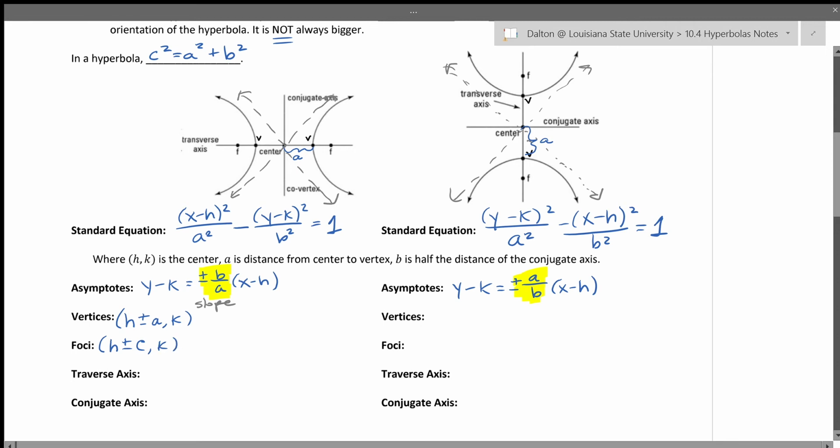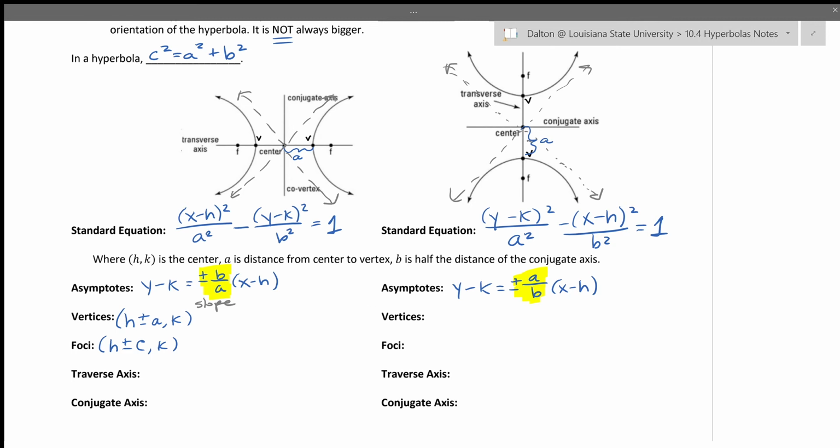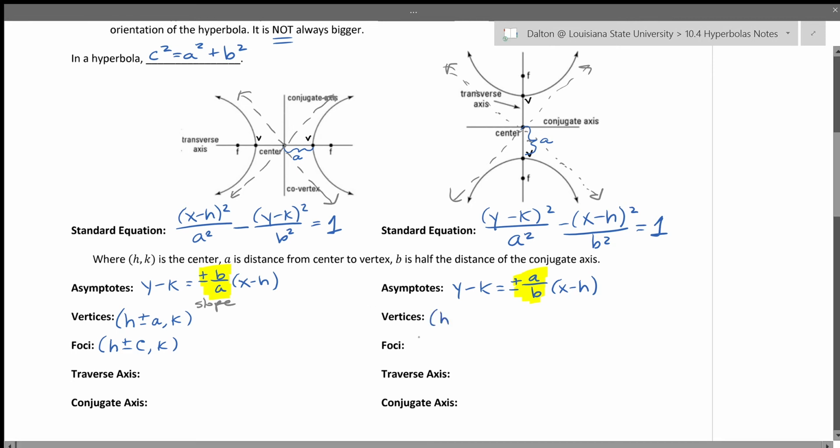Okay. Vertices and foci for the vertical hyperbola are similar, except you leave h alone, but since we're stretching in the y direction, to the k value of the center point, for the vertex, you're going to get plus or minus a, and then for the foci, it'll be plus or minus c.